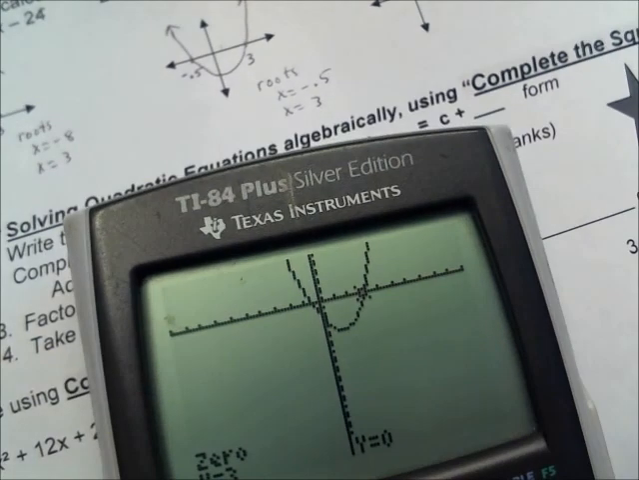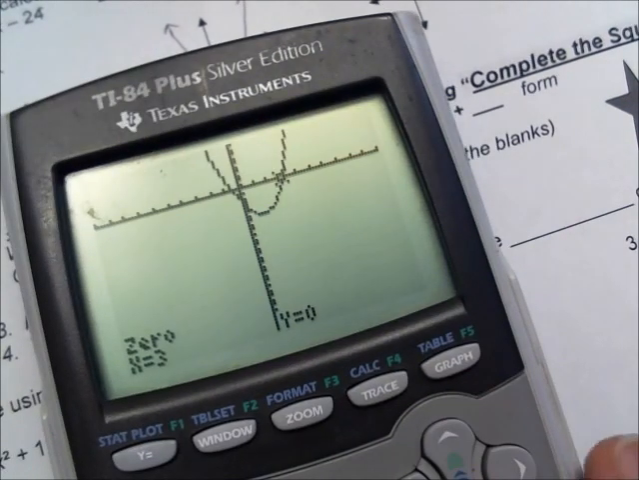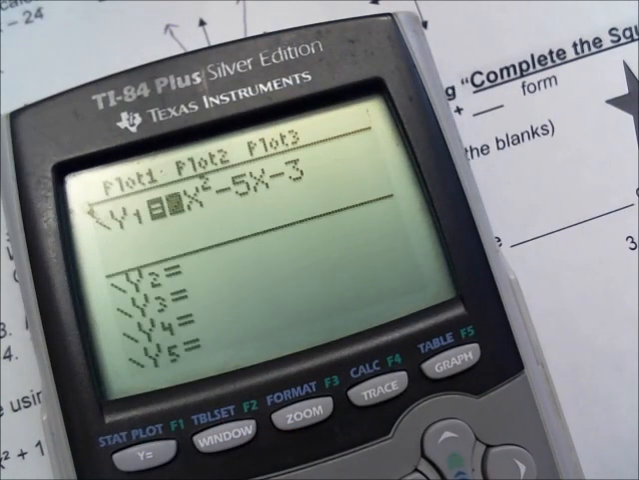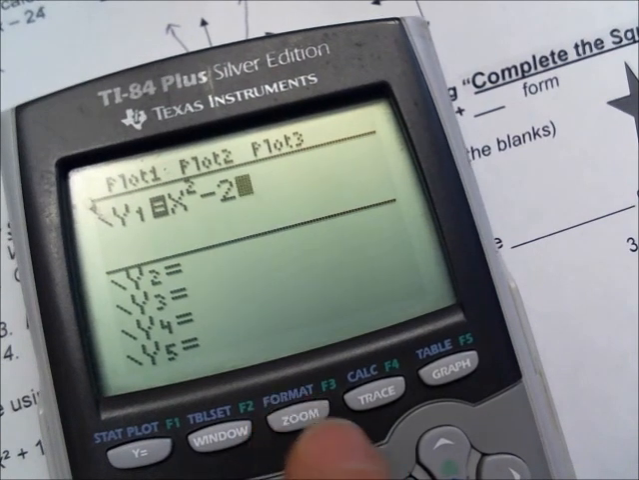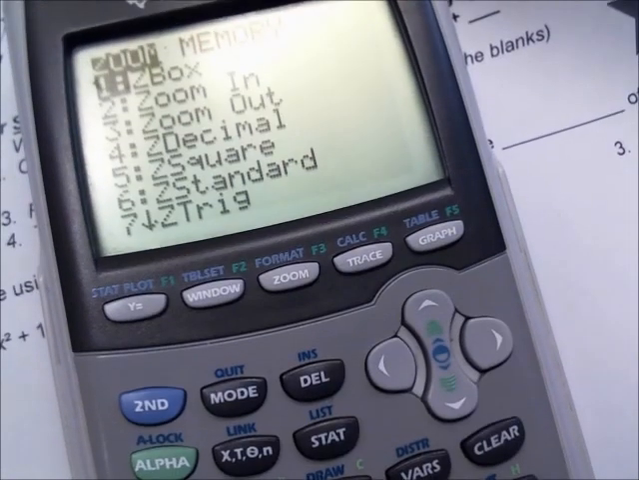The next one, I'm going to change my window on this next one. We're going to put x squared minus 2. So I'm going to get rid of everything except for this minus 2. I'm going to press the zoom button, zoom option 6.